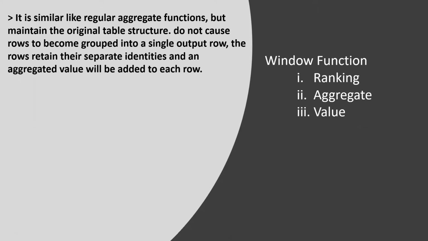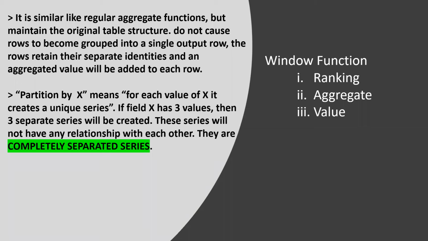If I go further here in the slide, you can see I have written that window functions can be of three types: ranking, aggregate, and value. You can see a few of the syntaxes like partition by something. Here we have used partition by gender. Whenever someone mentions partition by X, that means for each value of X, there will be a separated series. It is completely separated series. You can see I have written that in capital, in bold, in green. So whenever you use partition by, that will be a completely separated series.